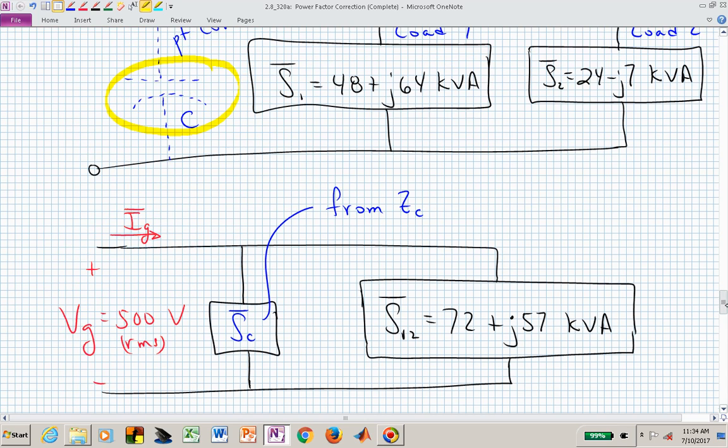Here is just another circuit diagram that's consistent with the one above. We've now just collected the two loads into one, and now what we have is S12 for the complex power of load 1 and load 2 in combination is 72 plus j57. We want to now introduce another impedance near the load to try to drive the power factor, right now that's due to just this particular load, to a value of power factor that's closer to 1.